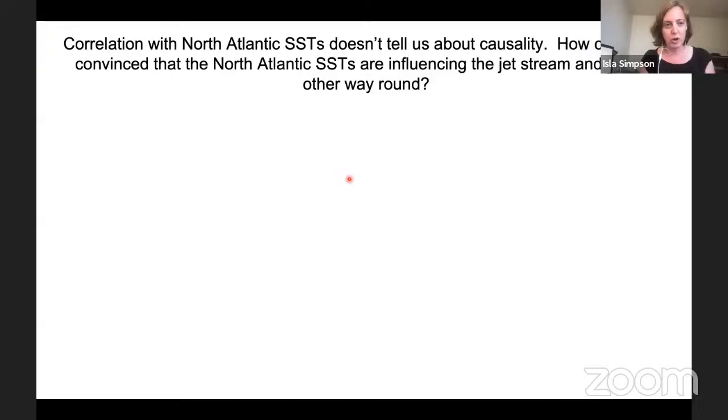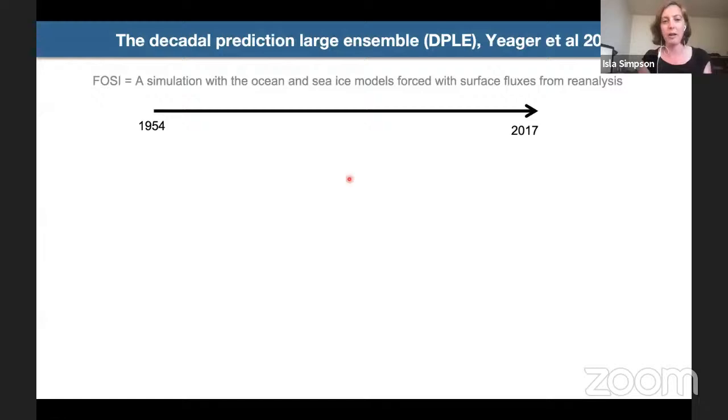But of course, all I've shown you at this point is the correlation between the SSTs and the jet stream, which doesn't tell us about causality. So how can we convince ourselves that that correlation represents an influence of the SSTs on the jet stream rather than the other way around? We can convince ourselves at least that it's not the other way around by looking at the decadal prediction large ensemble that Steve introduced yesterday.